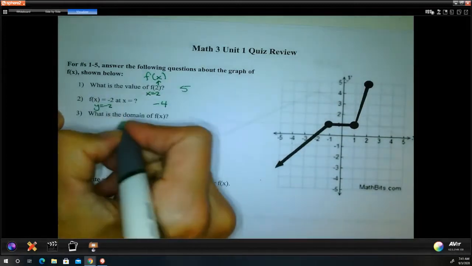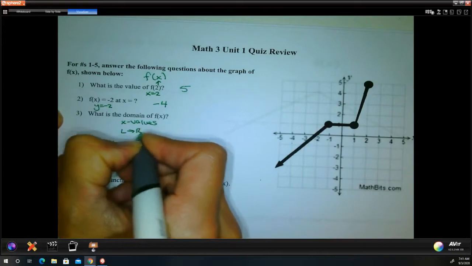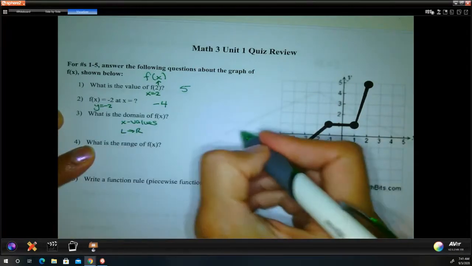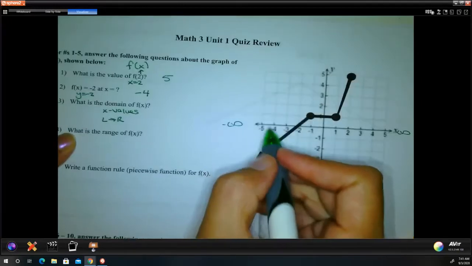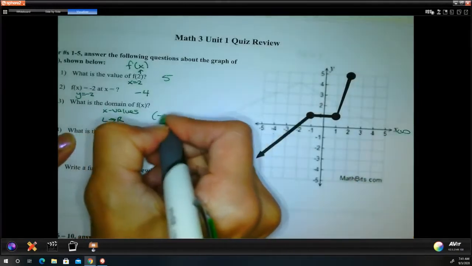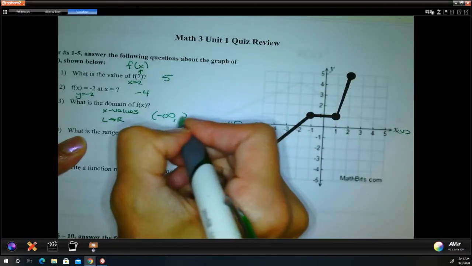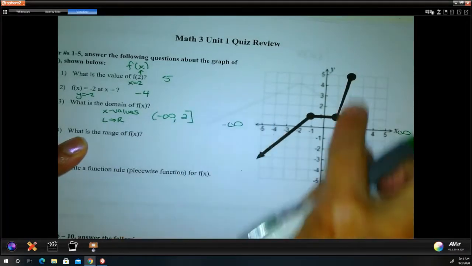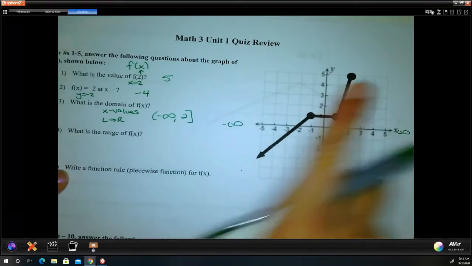What's the domain? So domain is x values, and we always want to go from left to right. From the left, I have an arrow that represents negative infinity. So I'm going to go from negative infinity all the way to the right side, which gives me 2. Remember to read your x-axis, and I'm going to bracket that because that's a solid point, so I want to include it.